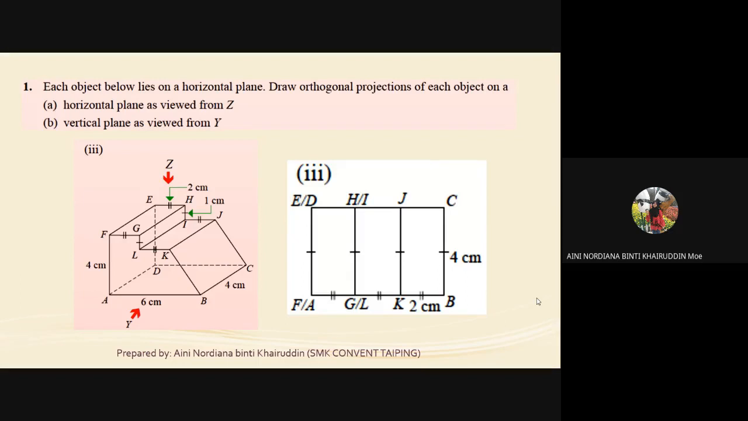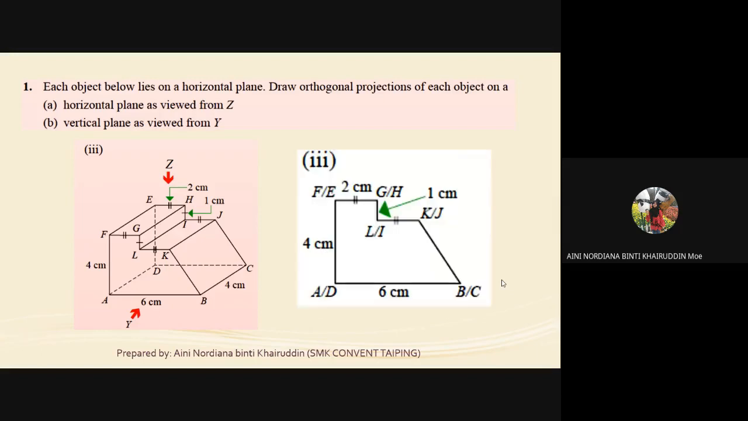Okay, for number 3, as viewed from Z, you will see like this. The base is 6 cm, or the length, and the width is 4 cm. And then you will see here 2 cm, 2 cm. And this is when you see from Y.